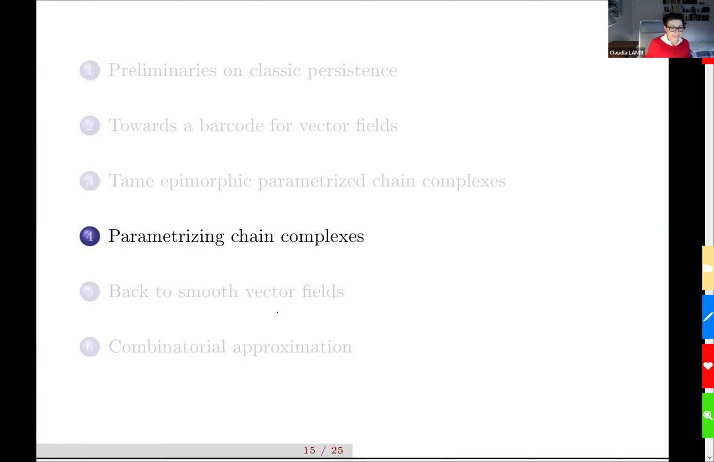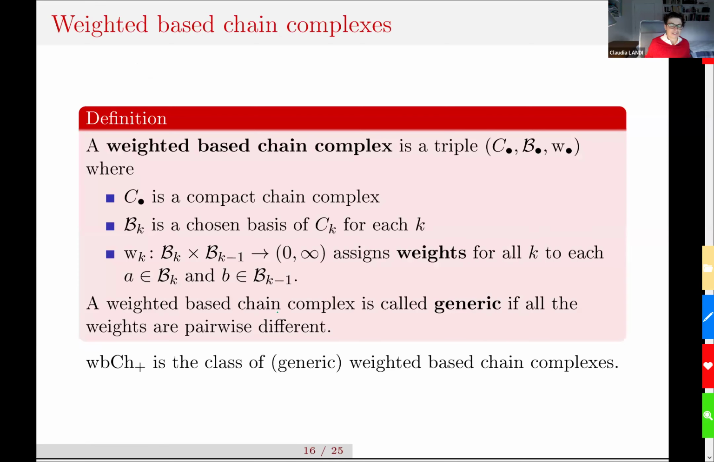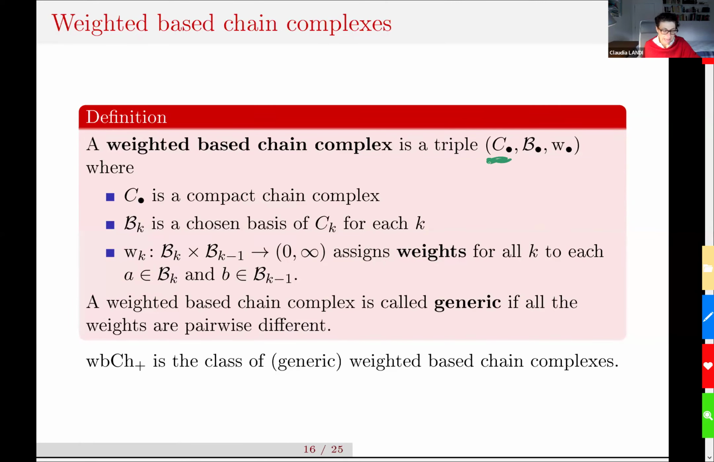But how can we create such parametrized chain complexes, starting from a chain complex which is not parametrized? If we start from a chain complex and we want to parametrize it, turning it into a tame epimorphic parametrized chain complex, then we need to fix a basis for each vector space in the chain complex, and we also need to fix weights associated to pairs of generators of the chain complex. So we have a weight W_AB whenever A is a basis element in degree K, and B is a basis element in degree K minus 1.